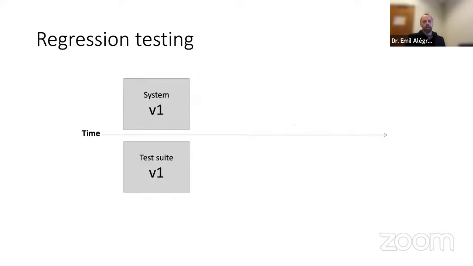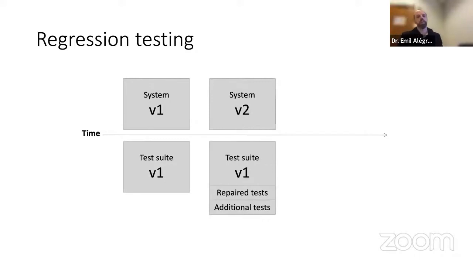I've already mentioned regression testing a little bit, but here's just a visualization of it. So assume that we have a system version 1. We create a test suite, a set of test cases for version 1. Then we check that all the tests pass for version 1 in the test suite. Then we create our system version 2. What we do then is take our test suite from version 1, repair the tests that are no longer valid for version 2 because we've changed the functionality, and then add additional tests to the test suite for the functionality that we've added to the system.